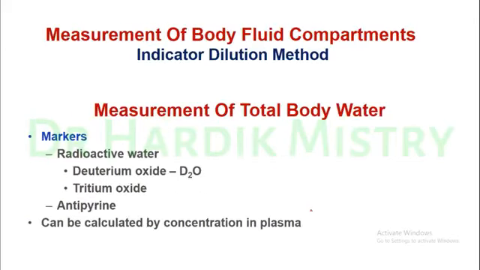Measurement of body fluid compartments: which is the method for the measurement of body fluid compartments? It is the indicator dilution method. And for measurement of total body water, how are we going to measure the total body water inside our body? These are the markers of total body water: radioactive water, which includes deuterium oxide or D2O and tritium oxide. These are the radioactive water markers. Antipyrine, which can be calculated by concentration in the plasma. So these are the total body water measurement methods.